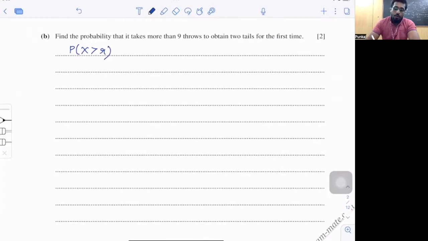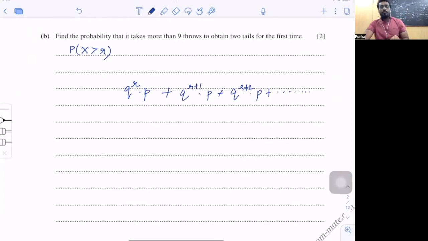So for R number of trials, we were unsuccessful. So Q raised to R, and then we got successful. So it's P. Or it might be like I needed R plus 1 number of trials. So I can have Q raised to R plus 1 into P, or Q raised to R plus 2 into P, and so on. The terms will keep on coming like this. Let's take it in a more simpler way. Let's take the example of this question itself.